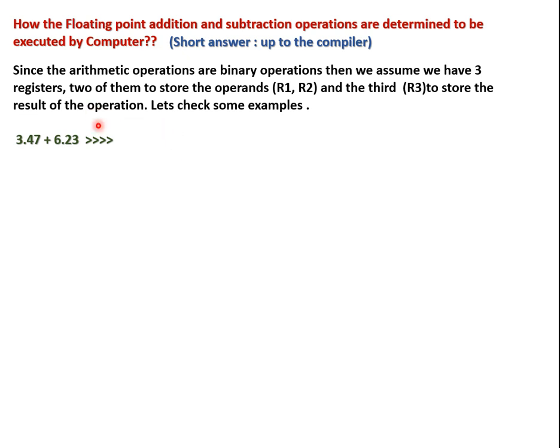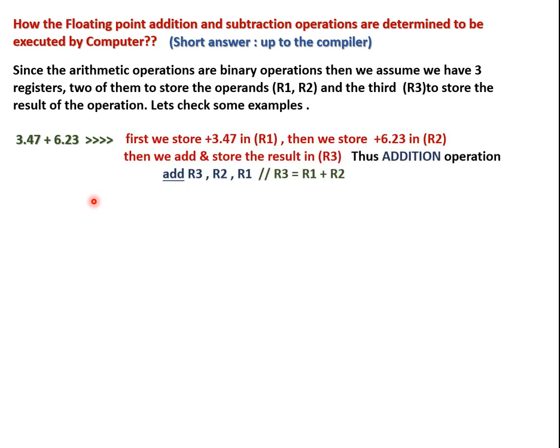Okay, first of all, since the arithmetic operations are binary operations, then we need three registers actually. These two of them will store the operands. We can call them R1, R2, and the third register R3, which will store the result of the operation. Let's see this example. In a high-level language, if we ask to perform this operation, saying 3.47 plus 6.23, it's a direct, clear operation, which is going to be addition.